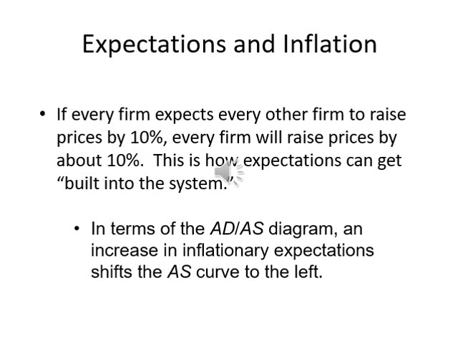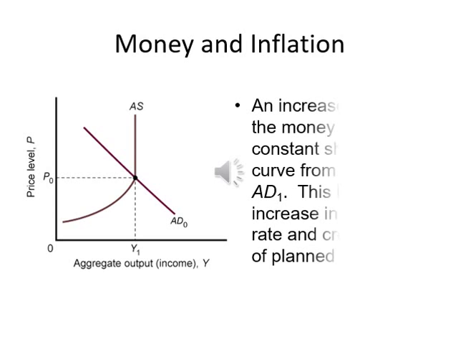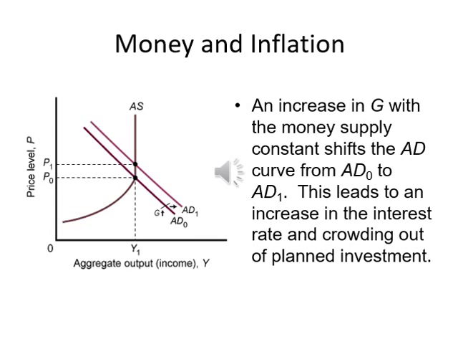In terms of the AD/AS diagram, an increase in inflationary expectations shifts the AS curve to the left. Hyperinflation is a period of very rapid increases in the price level. An increase in G with the money supply constant shifts the AD curve from AD0 to AD1. This leads to an increase in the interest rate and crowding out of planned investment.